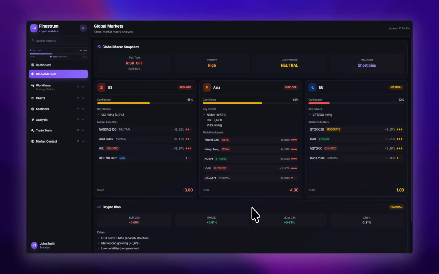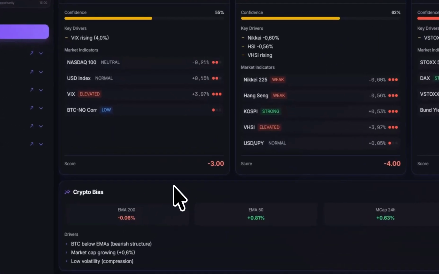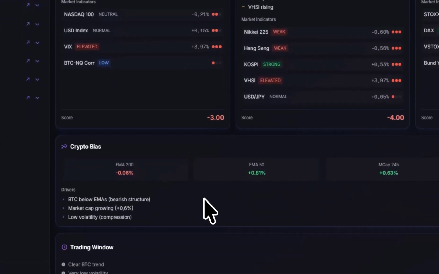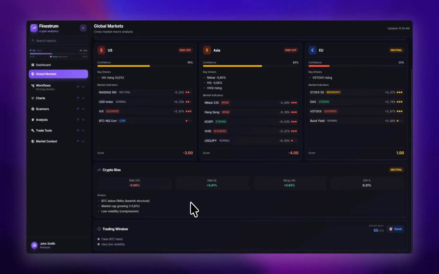Below the regional overview, you'll find the crypto bias section. This connects traditional markets with crypto-specific indicators such as trend strength, moving average alignment, market capitalization momentum, and volatility compression or expansion. Together, these signals help determine whether crypto is positioned for continuation, consolidation, or potential reversal.